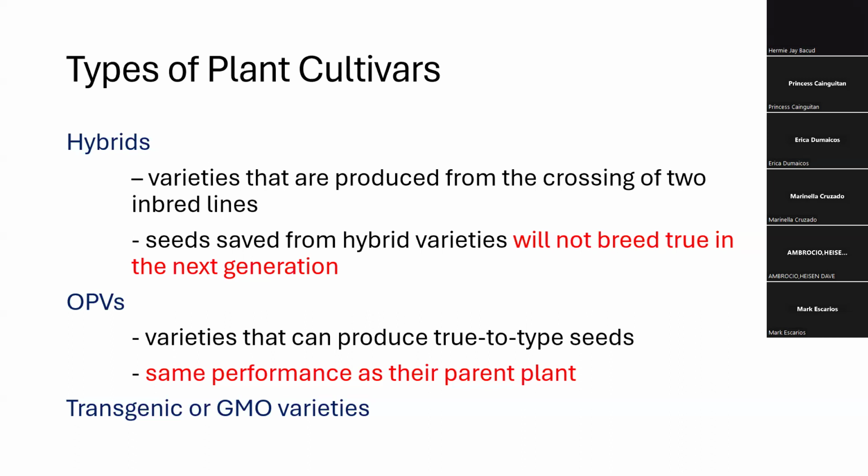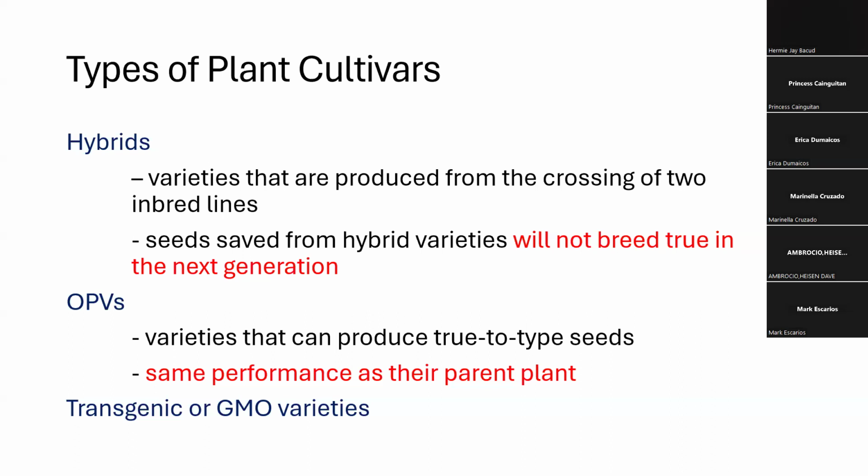Then of course, we have the open pollinated varieties or the OPVs. These varieties can produce true to type seeds. Same performance as their parent plant. So kahit ilang beses mo siyang gamitin as planting material, as long as it is OPV, same pa rin yung performance niya from that of its parent plant.